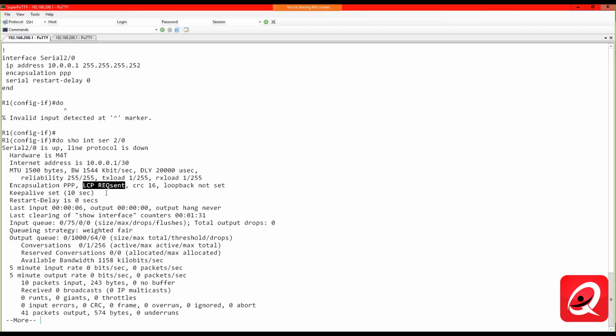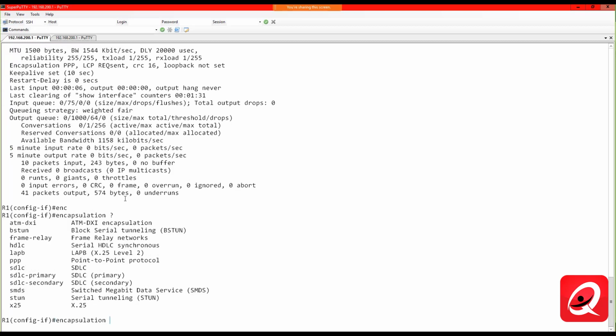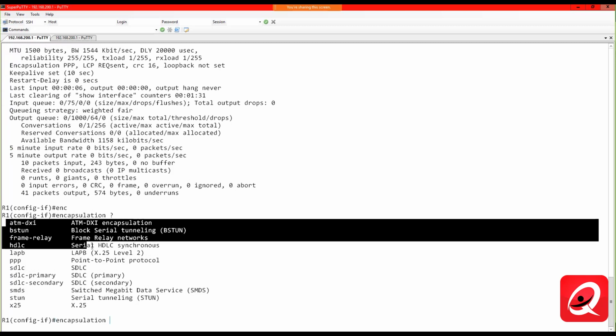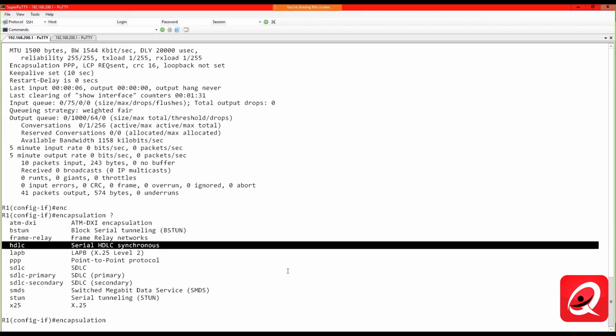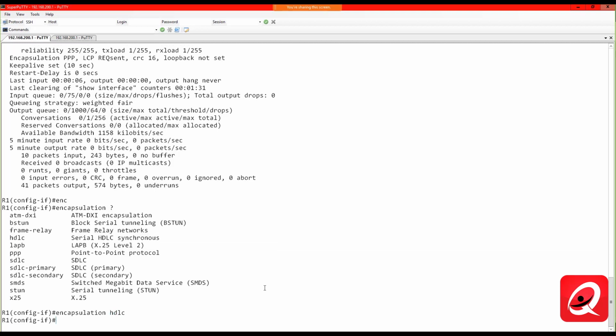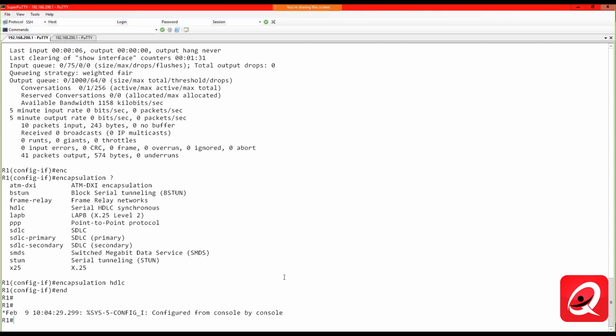We've sent a link control protocol request. We'll see about that later on. But obviously I'm not getting anything back because the other side of the link is not running HDLC. So the only command to actually convert this to HDLC is encapsulation. And you can see we have lots of different choices here. But we're going to go ahead and implement the HDLC synchronous mode on this particular interface. That's the only option we have to enable or disable HDLC.